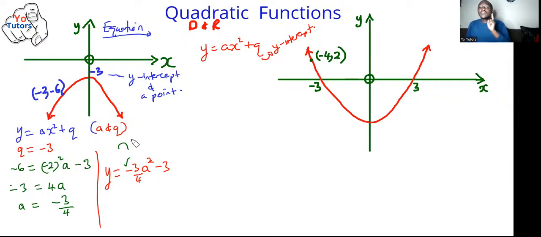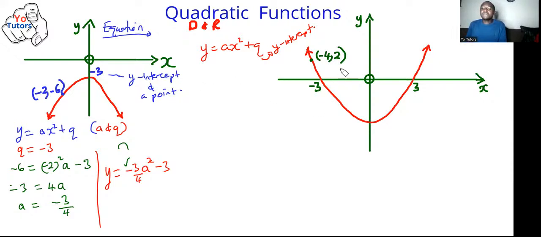How do you know that? You check the value of a. Is it negative? Is it positive? Based on where the graph is facing. Okay, so that's how you get it. So first, you take the y-intercept and put it as q. Second, you substitute the point to find a. That's it. That's how you get the equation given the intercept and a point.